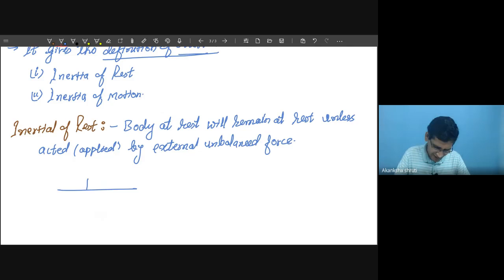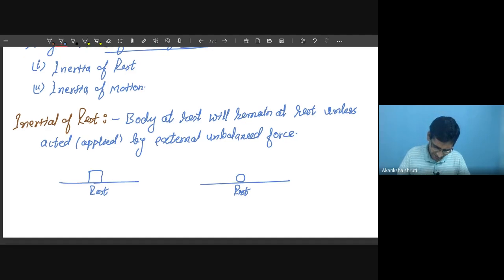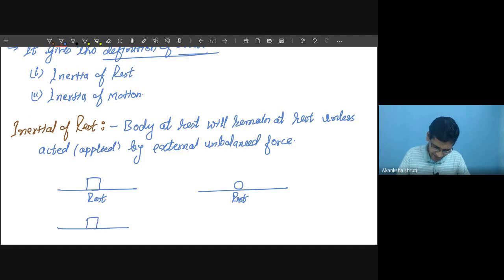It means, say a book is lying on your table, it will remain at rest. The book will not move automatically from the table. Say a ball is rolling over a horizontal level, it will also continue to roll. That is called inertia of motion, which we will see later. A student, this is at rest, whether it is a book or a ball, it will remain at rest. But if you apply some force here, then only it can move.